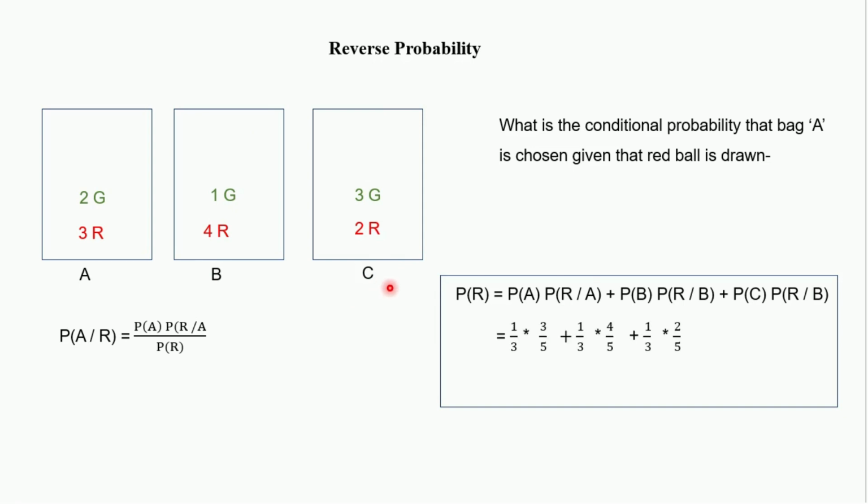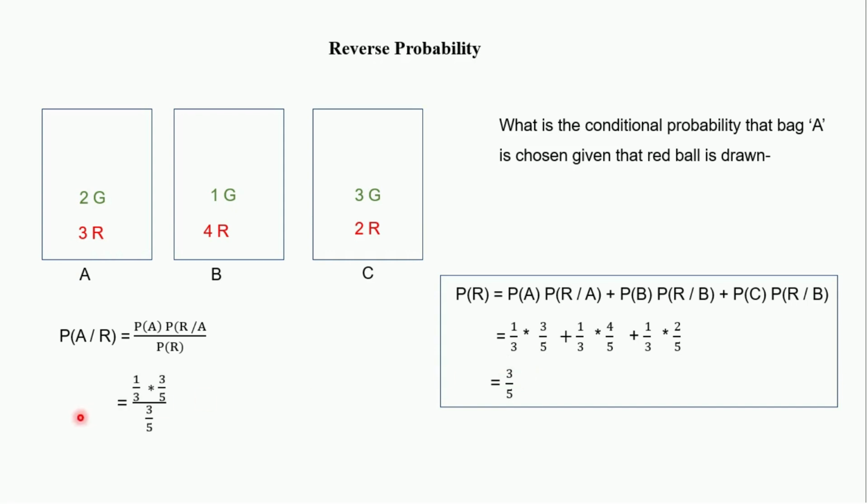Now here we are just substituting the values. The probability that we pick bag A equals 1 by 3 because there are a total of 3 bags, and the probability that we pick this particular bag A equals 1 by 3. And the probability that we pick a red ball given that we picked bag A equals 3 by 5 because there are a total of 3 red balls inside bag A and the total number of balls inside bag A is 5. That's why we are writing 3 by 5. Similarly you can find all those probabilities, and then we got this one.